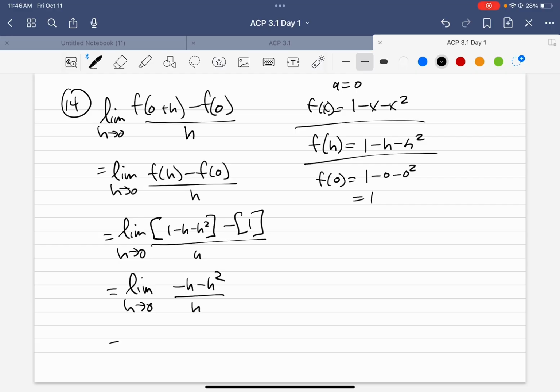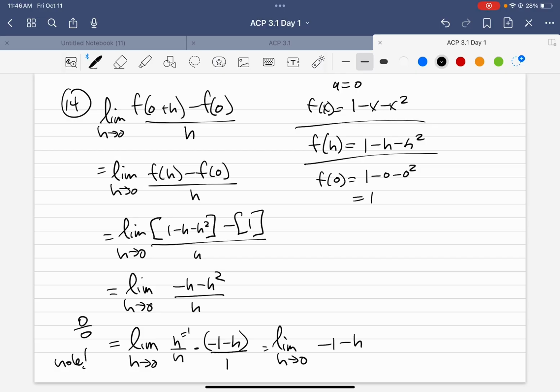So it's a limit we can do. We plug in and we get 0 over 0, so we know that we have a hole that we must remove. In this case, I remove the h over h, and I'm left on the bottom with a 1, on the top with a negative 1 minus h, right? So you're left with the limit as h goes to 0 of negative 1 minus h. As h goes to 0, you just get negative 1.